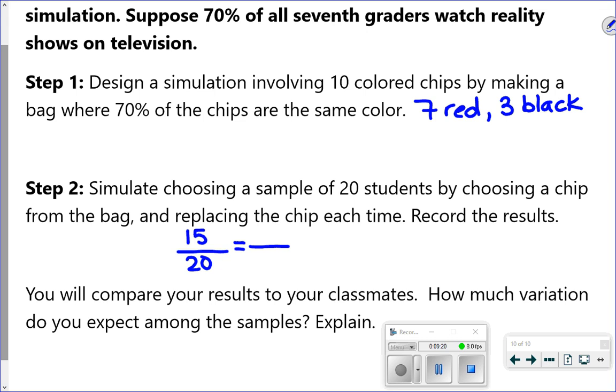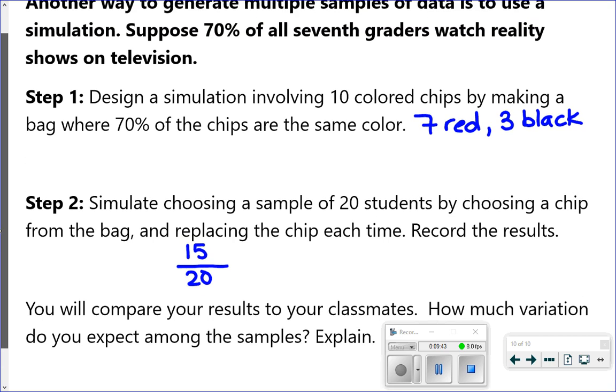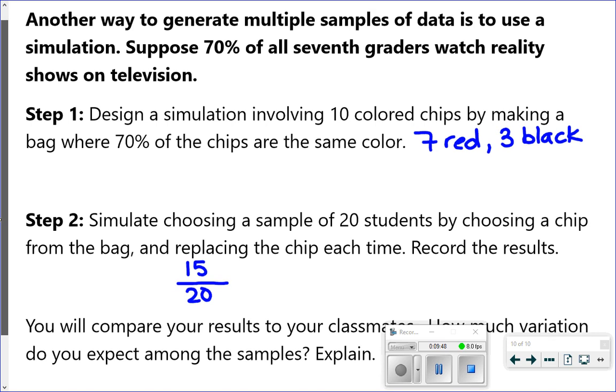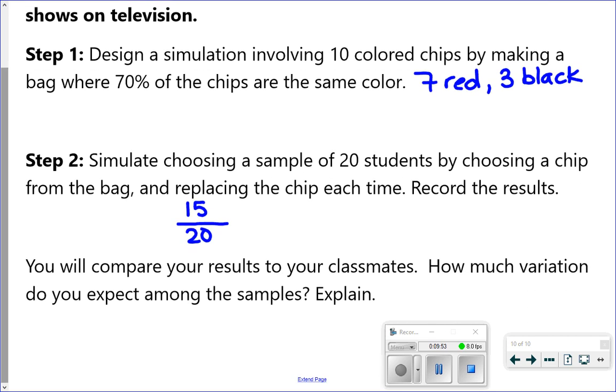Okay, and then it says you will compare your results. How much variation do you expect? And explain. Are you going to get some variation? Of course, not everybody's going to get the same amount, but we could use that to help us make an inference about how many of the 7th graders watch reality television shows. So that's very similar to what we did in 10.5 extension.